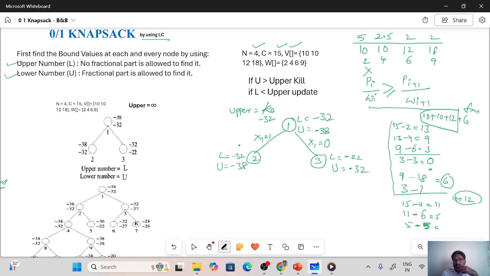Now observe this one. What is our U? Minus 32. What is our upper? Minus 32. Minus 32 is greater than minus 32? No, equal. Only if it is greater than upper, then kill it.